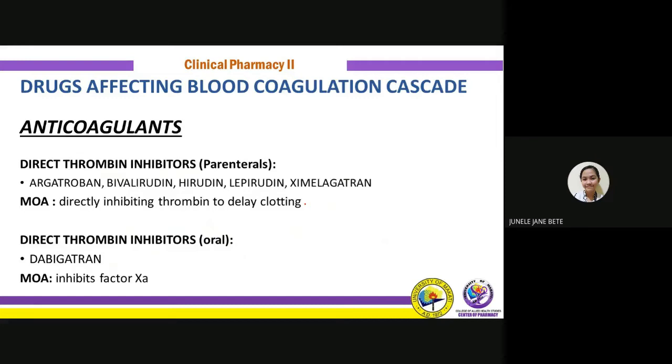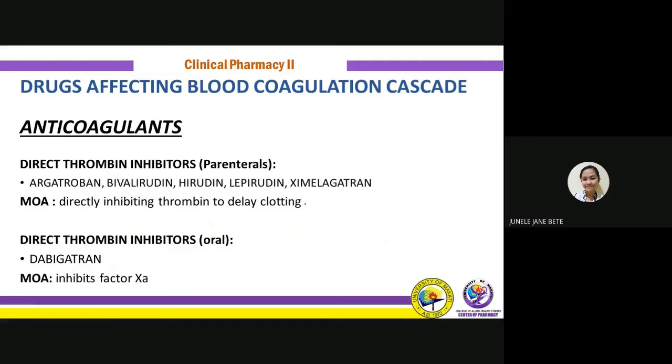For parenterals, we have argatroban, bivalirudin, hirudin, and melagatran. Here, guys, please edit: melagatran is the parenteral, because ximelagatran is the oral prodrug of melagatran, and they have already been withdrawn from the market because it causes severe hepatic injury. For the MOA, it directly inhibits thrombin to delay clotting.